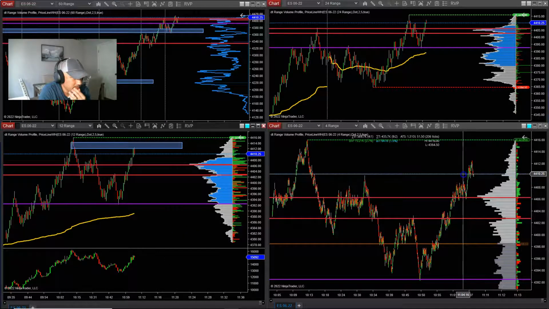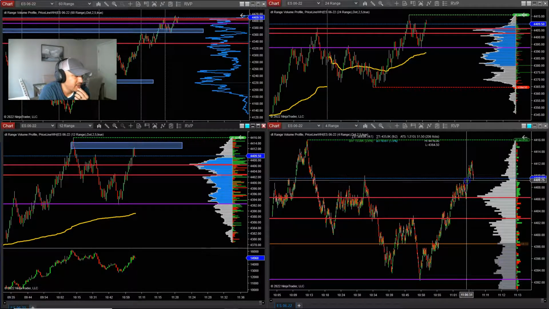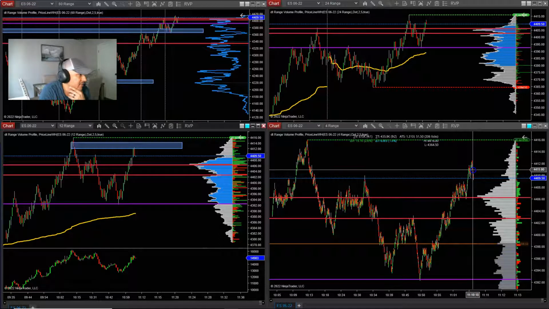I knew the market, if we're rejected here, I really want to see this red candle close. Once this red candle closes, we're going to be right here at this area. So this is a sign of rejection, if you look at the 4 range.